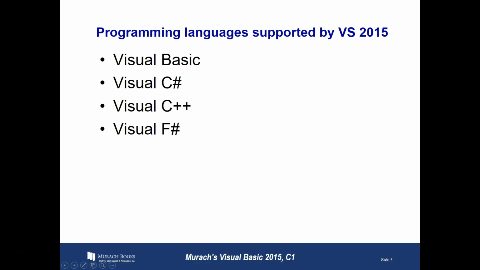So I just want to go over a little bit about Visual Studio. Obviously, this is 2015. We'll be using 17 for the most part. But there are 4 main languages that you can use. The one we'll be using is Visual Basic. You can also use C#, Visual C++, Visual F#, and a few others. For example, I have R loaded on my machine.